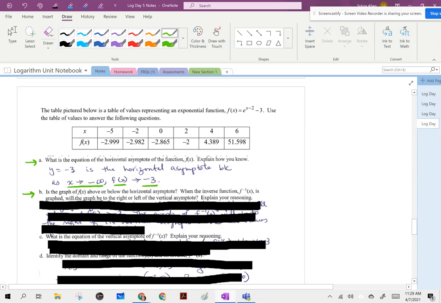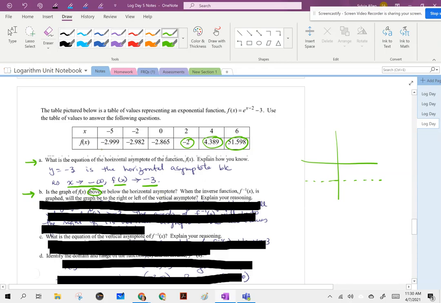B, is the graph of f of x above or below the horizontal asymptote? When the inverse function is graphed, will the graph be to the left or to the right of the vertical asymptote? And then explain your reasoning. Okay, so we're going to look at the y values. We already know that the horizontal asymptote is at -3, but all of these other y values are above. Okay, so that means this is going to be above the horizontal asymptote.